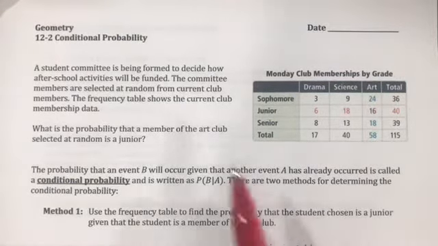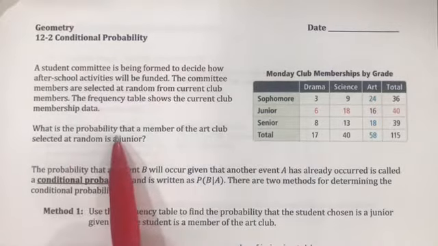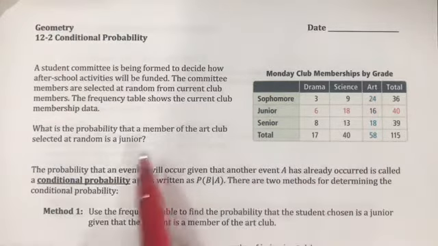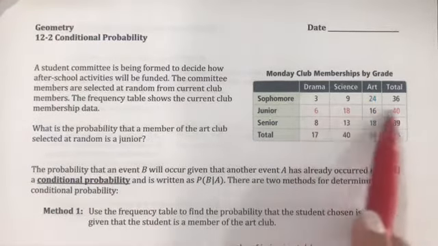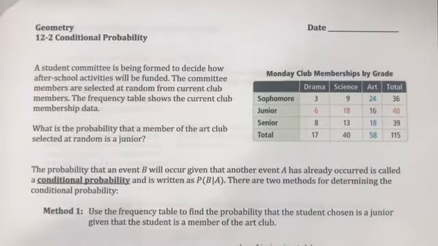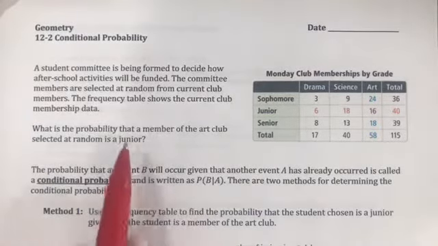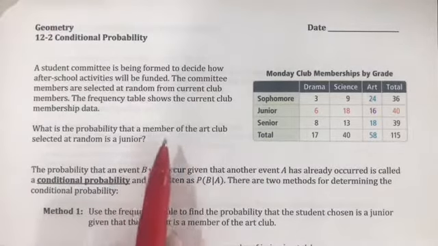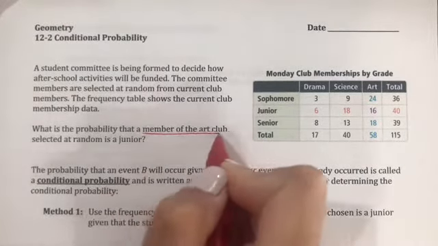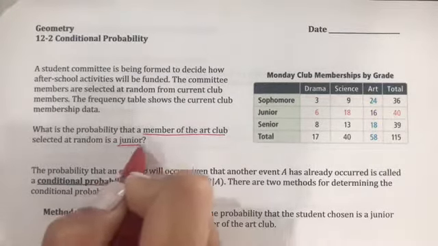Now, they're asking us, what is the probability that a member of the art club, notice these are in color here, is a junior. So juniors are also in color. So we call this conditional probability. Notice there are two things that we're looking for. We're looking for a member of the art club and the fact that they're a junior.